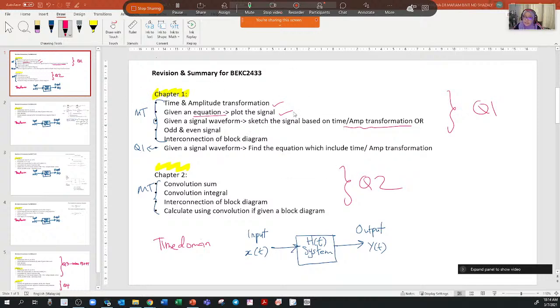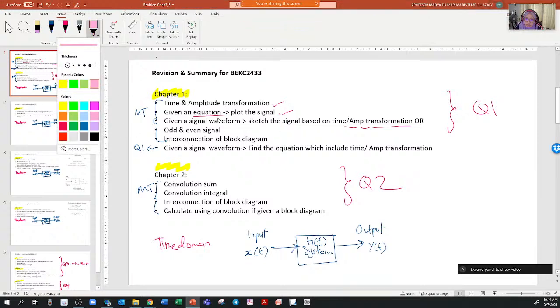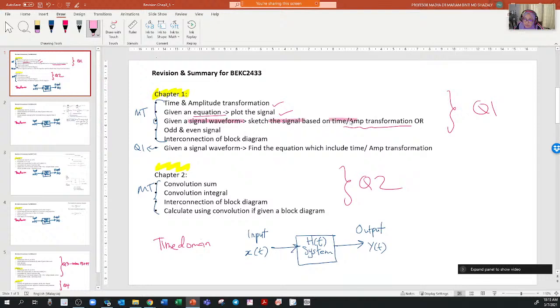Okay, if you see here, I wrote out two things. You are given a waveform and you sketch the signal based on the amplitude transformation given. Or you are given a signal waveform, then you need to find the equation, which includes the time, amplitude and time transformation.